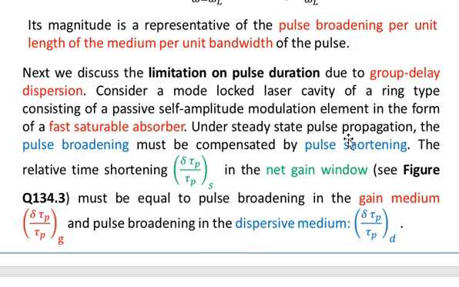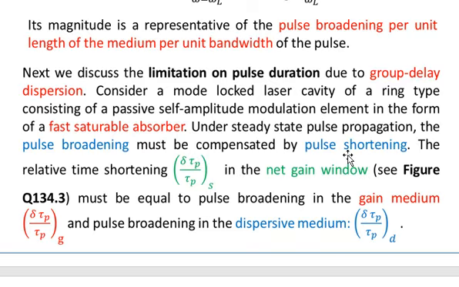Under steady state pulse propagation, what is the meaning of steady state pulse propagation? That is, the pulse is not broadened when it travels. That is called steady state pulse propagation. The pulse broadening must be compensated by pulse shortening.